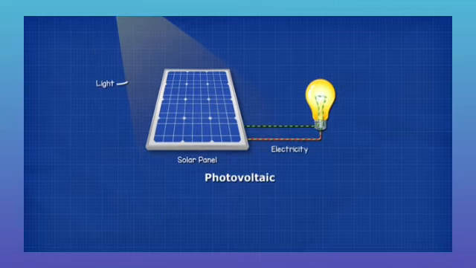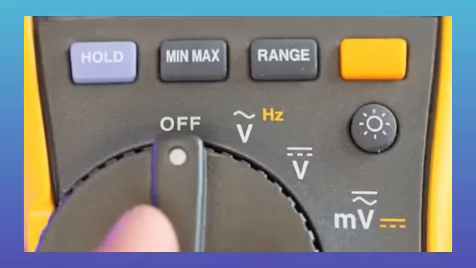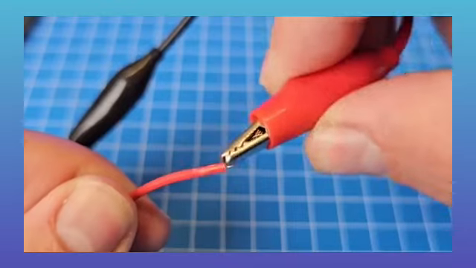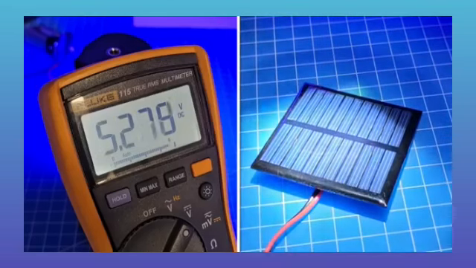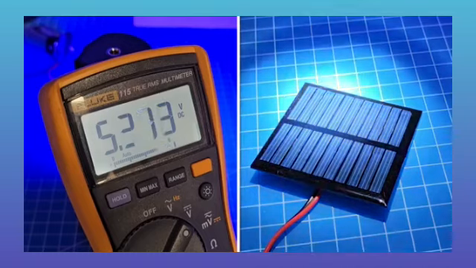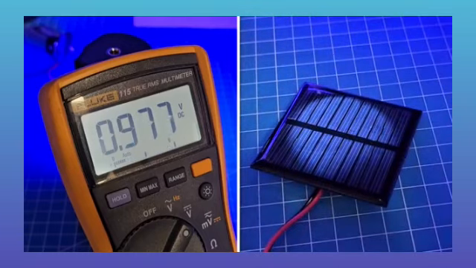Solar panels convert light into electricity. They are photovoltaic, meaning light and voltage. It works with sunlight or artificial light. Take a small solar cell, set up your multimeter, connect the leads, and expose it to some light. We instantly see a voltage is generated. The stronger the light, the more electricity is produced.